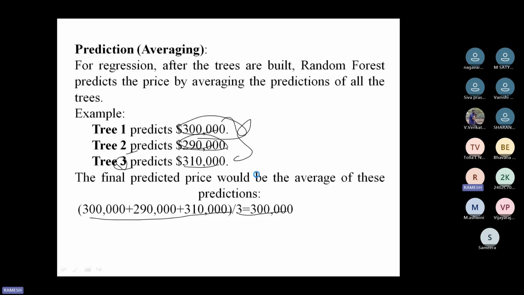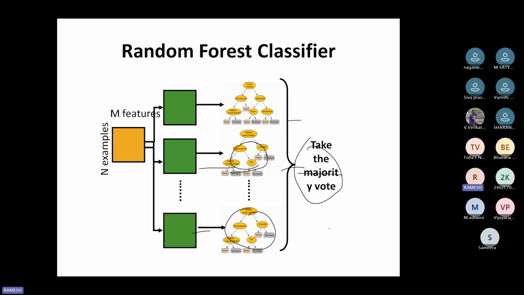If it is classification, we should take the majority. If it is regression, we should take the average. This is the random forest approach.